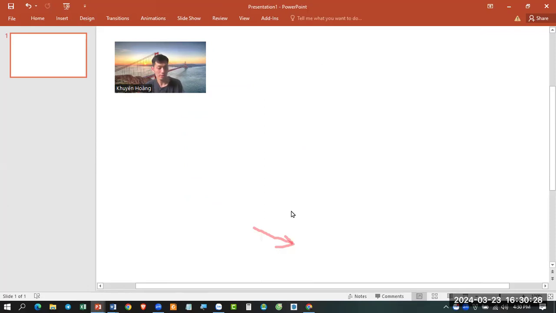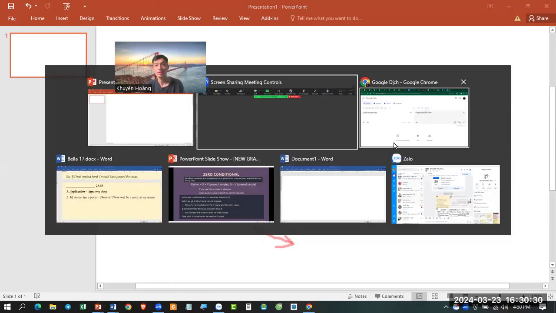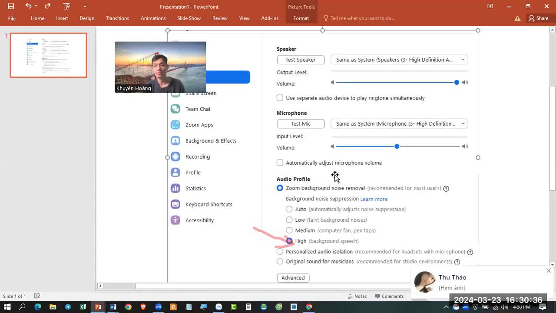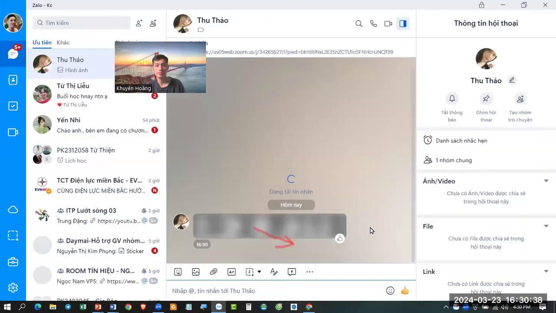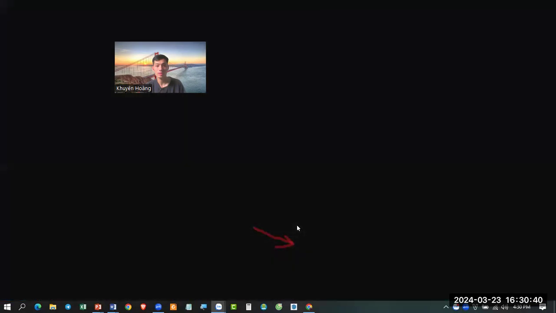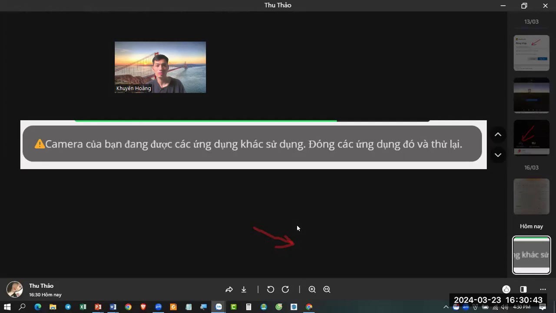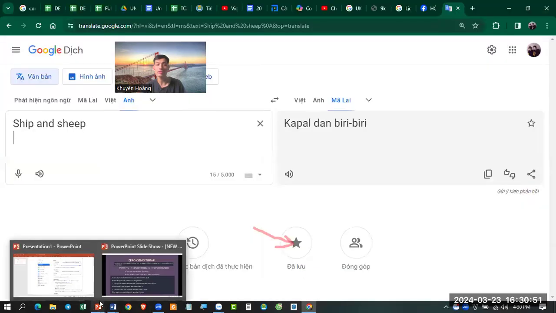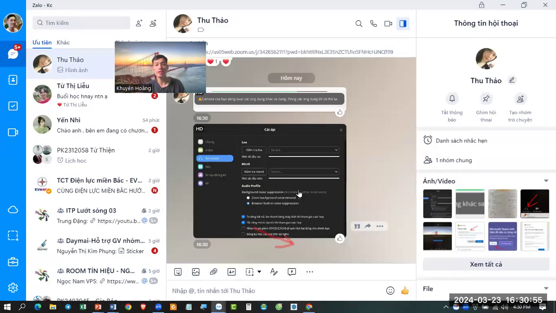Now you wait, wait. I understand what you say. This is my camera, and this is my micro. Yeah, here. Micro is not affected. The micro can work together with other.